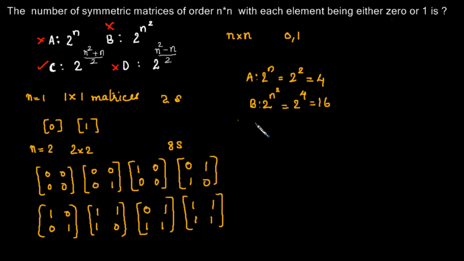Let's check that quickly. Option C, that is 2 power (n squared plus n) by 2. Substituting n equal to 2, we have 2 power (4 plus 2) by 2, that is 2 power 6 by 2, that is 2 cube, that is 8. So we have got 8 symmetric matrices. So option C is correct. Now let's see how we can do it in a systematic manner without using substitutions and the little tricks that we have used. Let's see how we can do that.